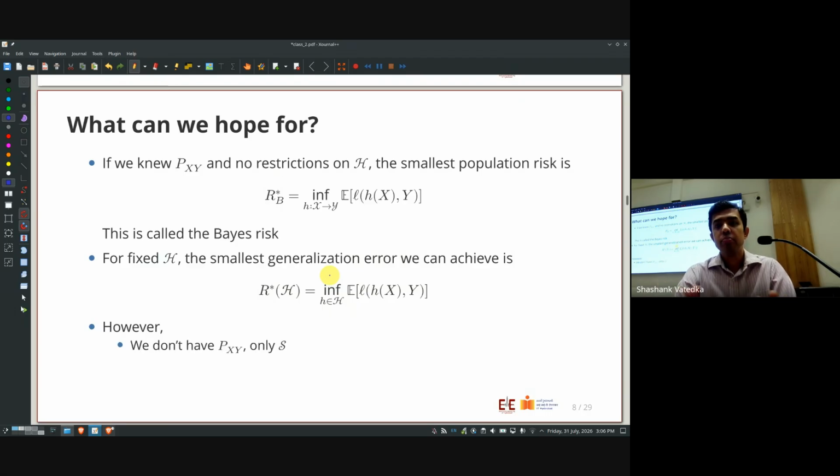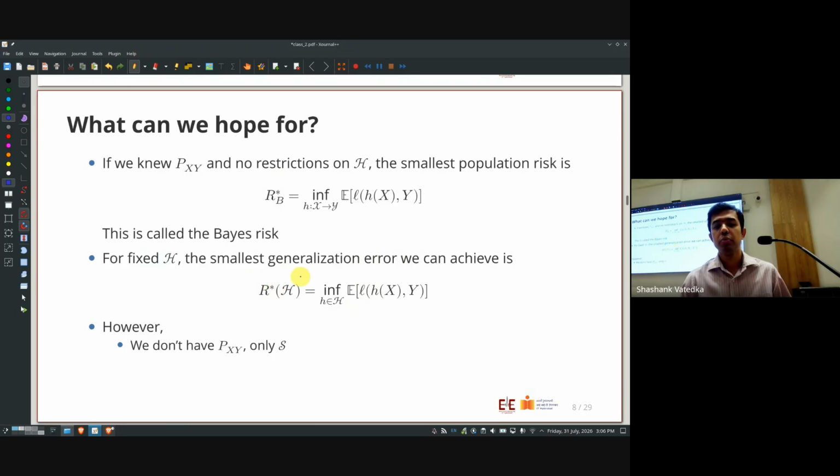But in practice, we don't really have Pxy. We only have the data set. So our target is to design a learning algorithm which takes the data set as input and outputs a predictor that achieves a generalization error that is as close to R star of h as possible.